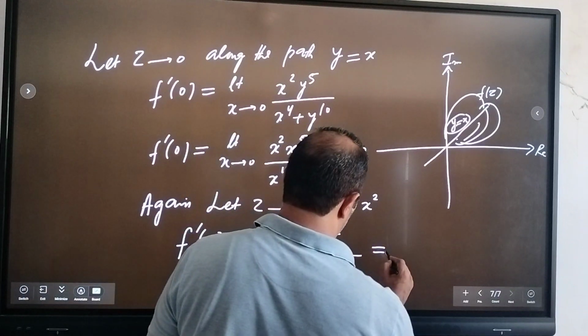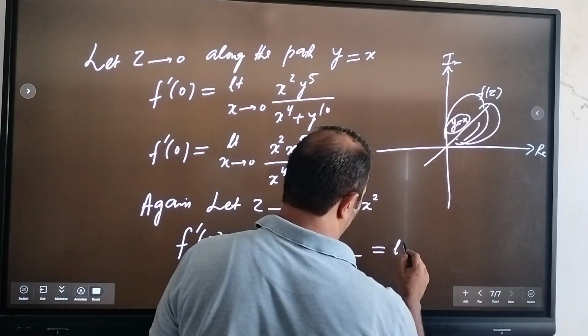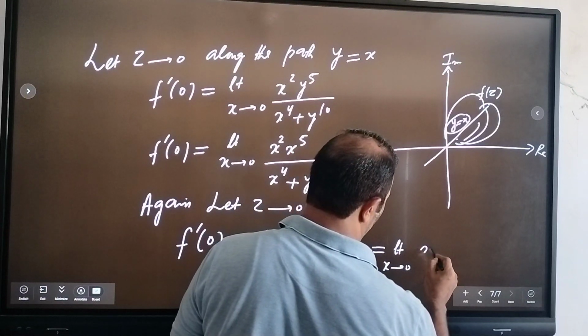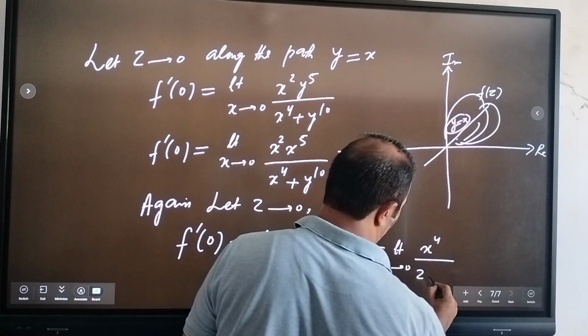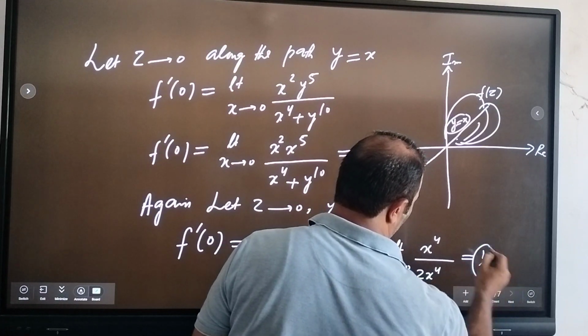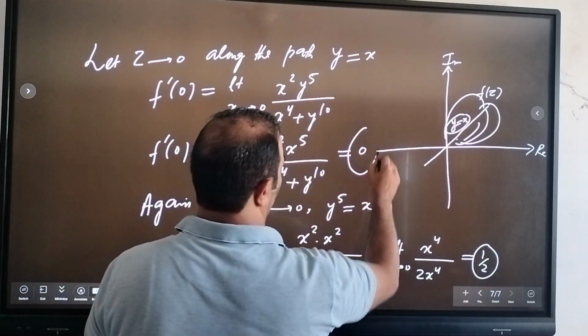And this will be simply limit x tends to 0, and this will be x raised to power 4 upon x, 1 by. So just check the two cases.